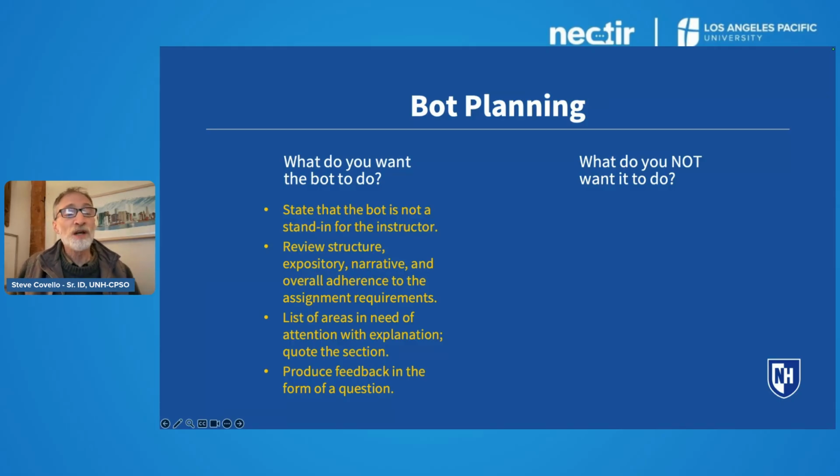So review the structure, expository narrative, and overall adherence to the assignment requirements. This is what we want it to do. List all the areas in need of attention with an explanation. Quote the section in the student's paper that requires their attention, because if the bot just tells you, you need to do this or this, the student may not know what it's being referred to. And then produce feedback in the form of a question.